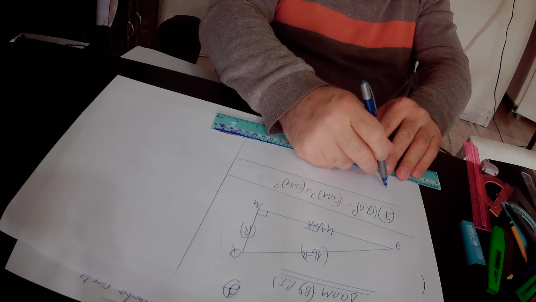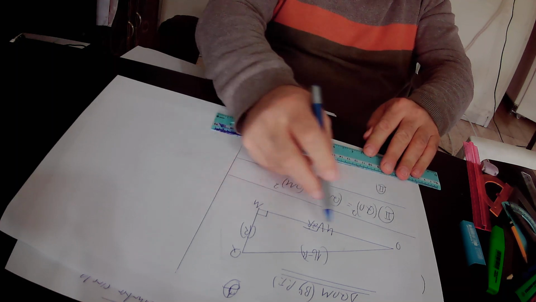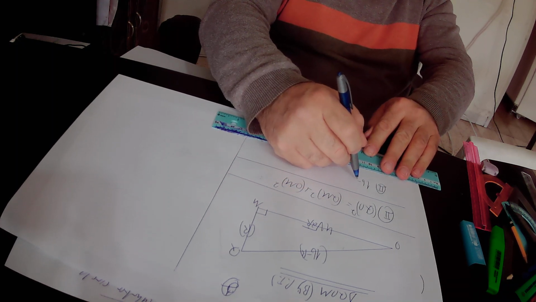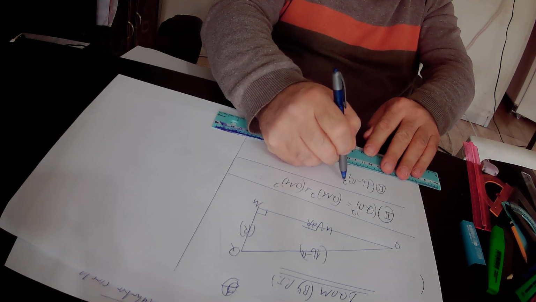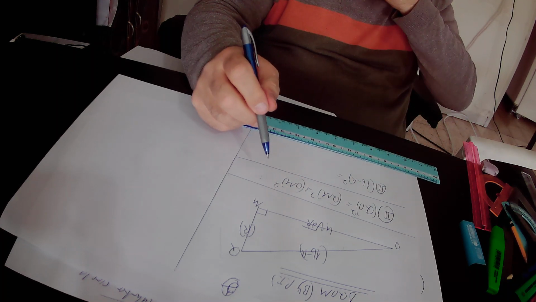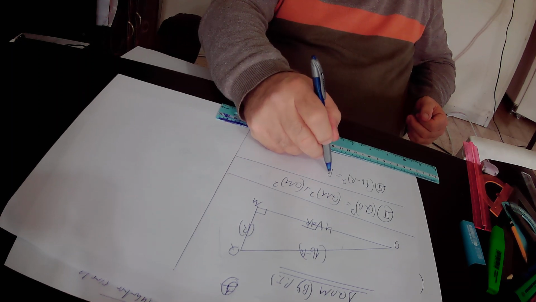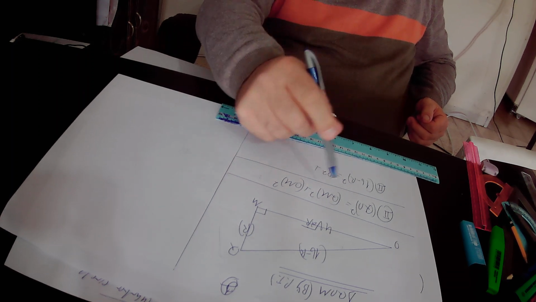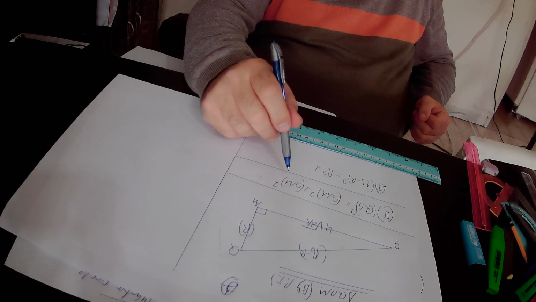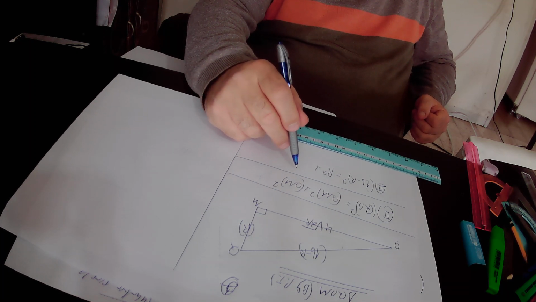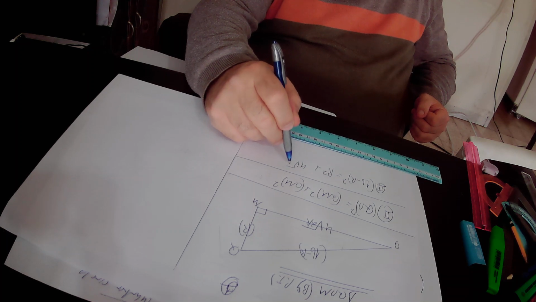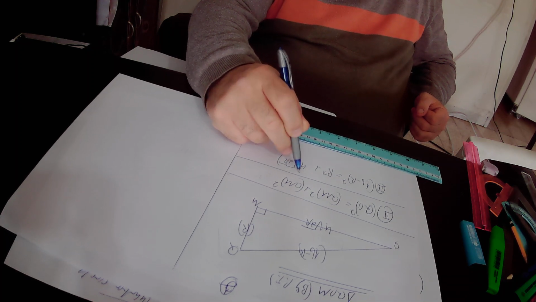QO equals 16 minus R, therefore QO squared equals (16 minus R) squared, and it equals QM squared plus OM squared. QM is R, therefore QM squared is R squared. OM is 4 times the square root of 2R, therefore OM squared equals (4 times the square root of 2R) squared.